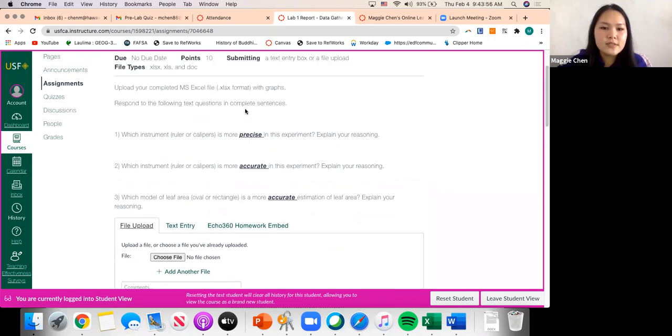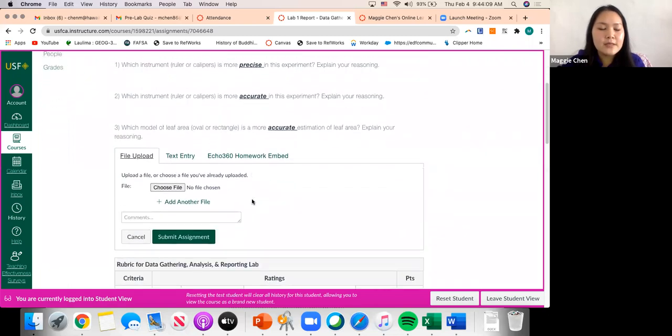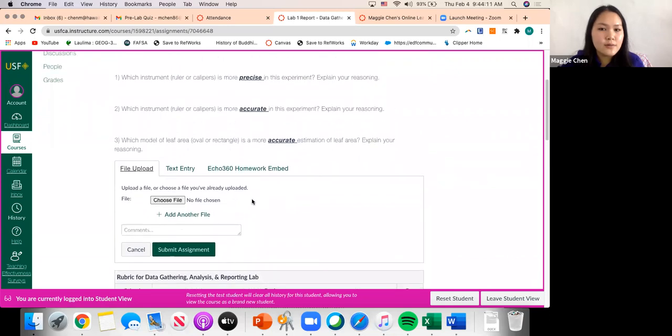But you're just answering these 3 questions about precision and accuracy. You can refer to the slides for the specific definitions, but that is basically what's due by the start of next week. And that's basically it for Lab 1.